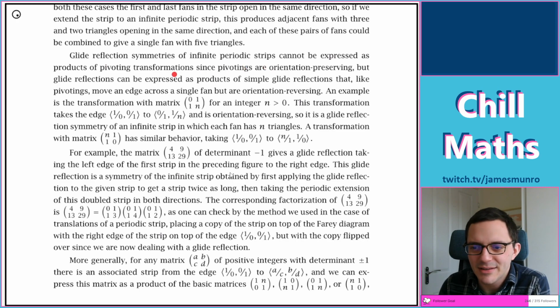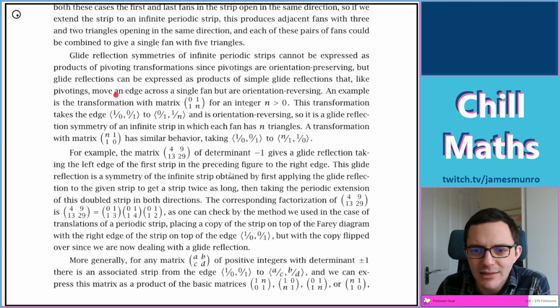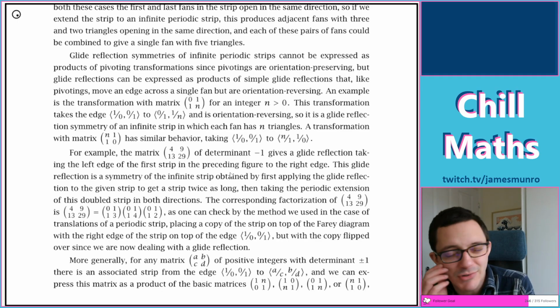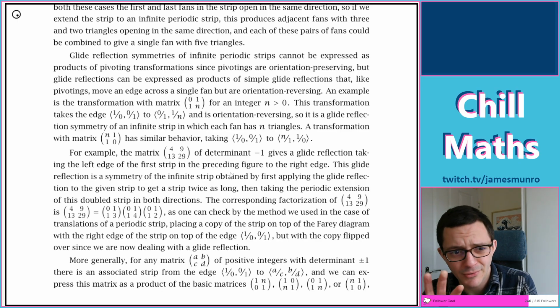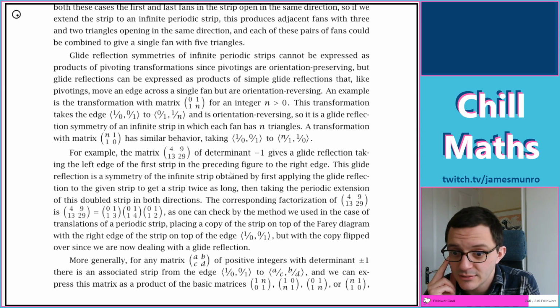Cannot be expressed. Okay. Pivots are orientation preserving, but glide reflections and a single reflection, please. I know. Products of simple glide reflections each move an edge across a single fan, but orientation reversing. You use an odd number of those. Orientation reversing an odd number of times will get me back, I think. It's that transformation. This transformation takes the edge to over there and is orientation reversing.